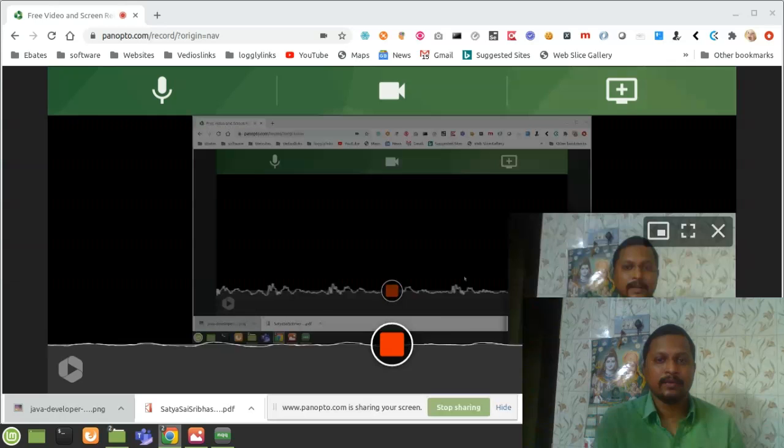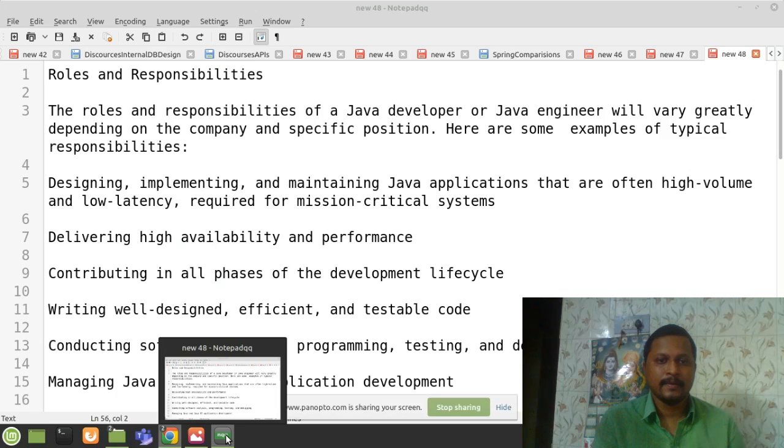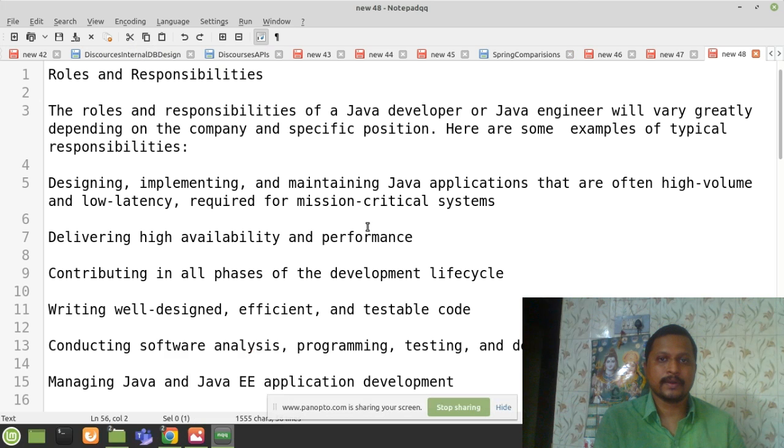Next, coming to what are the roles and responsibilities of a Java developer, and what are the things he needs to consider while developing a requirement, and what are the skills he needs to build while developing any software or application. The roles and responsibilities of a Java developer or a Java engineer will definitely vary depending on the company and the specific position.